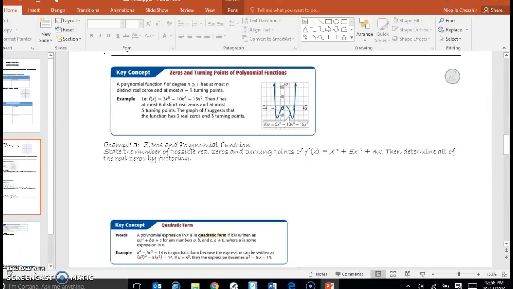Alright, so in example 3, it says zeros in polynomial functions: state the number of possible real zeros and turning points of f of x equals x cubed plus 5x squared plus 4x. Then determine all of the real zeros by factoring. So this one has a degree of 3. So at most, how many turning points are we going to have? 2. So at most 2 turning points.